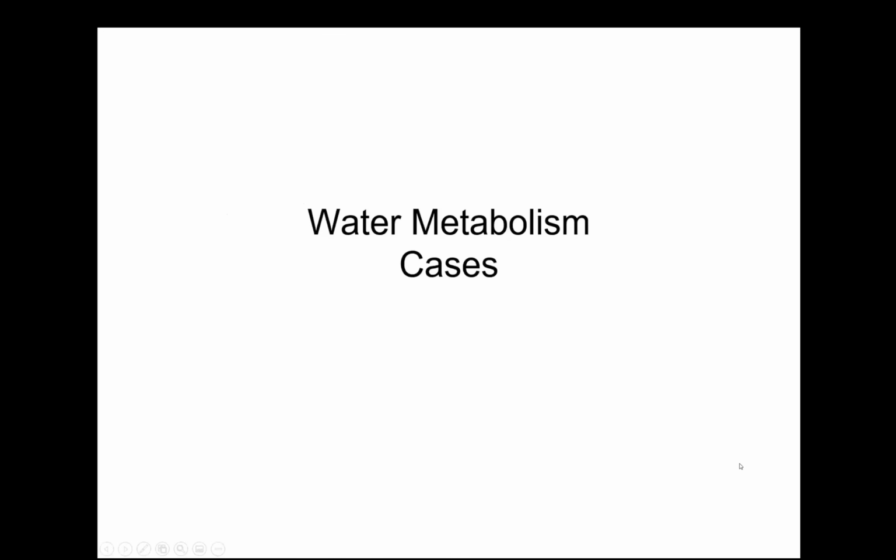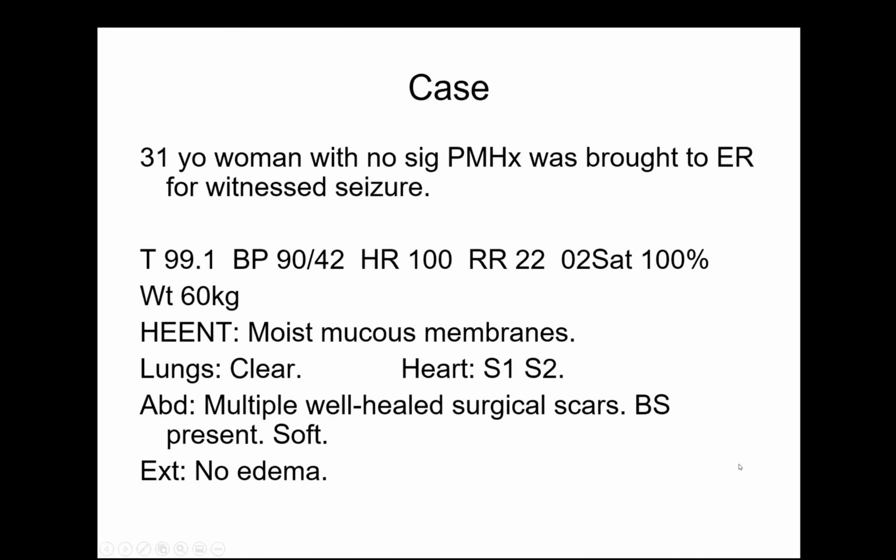Okay, so the first case is a 31-year-old woman with no significant past medical history who was brought to the emergency room after a witnessed seizure. On exam, her temperature is 99.1, blood pressure 90/42, heart rate was 100, respiratory rate 22, oxygen saturation was 100% on room air. Her weight is 60 kilograms.